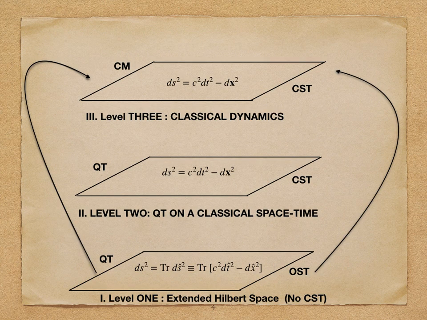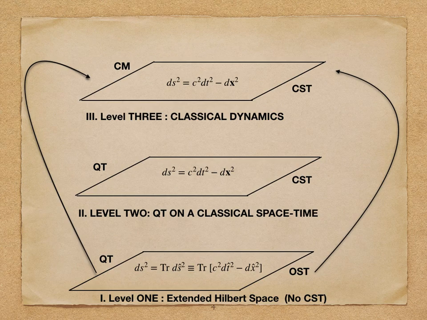Okay, so this is a pictorial representation of what I just said. Level 1 is the deeper level. 2 and 3 we are familiar with. So 3 is classical mechanics on a classical space-time, 2 is quantum theory on a classical space-time, and 1 is the result of removing classical space-time from quantum theory. So we have a quantum theory, matter part is quantum, and the space-time part is also quantum. We'll call it operator space-time. We come back to it in future videos.